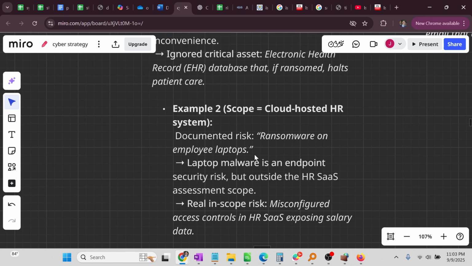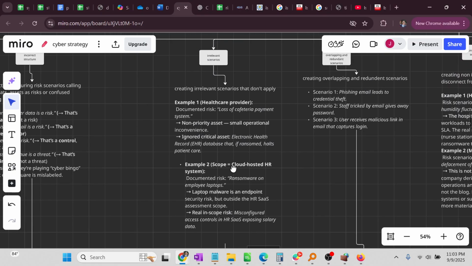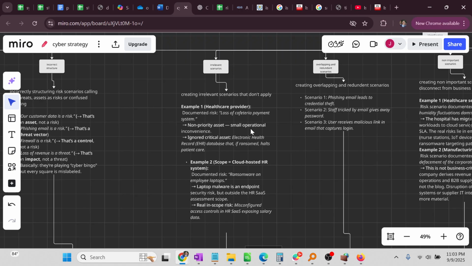The other one is ransomware on employee laptops. You can say laptop malware is an endpoint security risk, but if your scope is cloud security, imagine that you are a risk professional hired to perform risk identification on a cloud-hosted HR system, and you are talking about ransomware on employee laptops. That's not cloud. These are irrelevant. Just understand my point: you are creating scenarios that just don't apply to the scope.